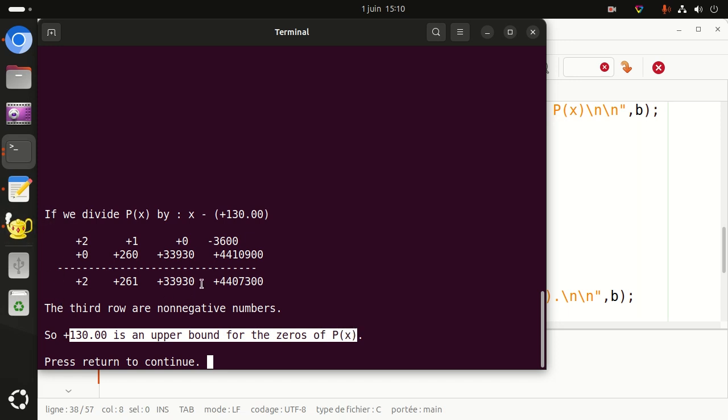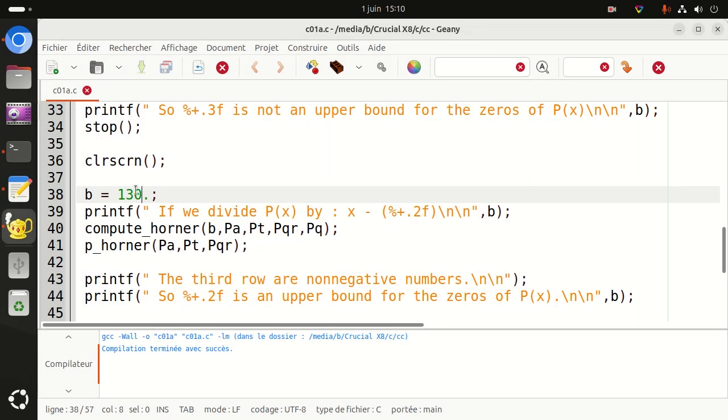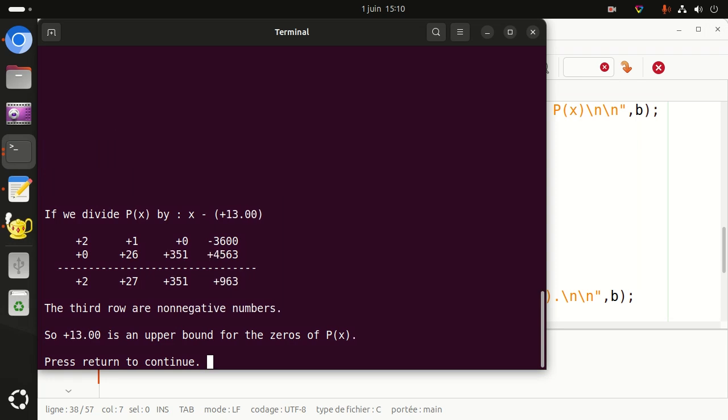But 13 is better because it is nearer than 130. If I use 13, all the coefficients in the third row are positive. So 13 is the upper bound for the root of p of x.